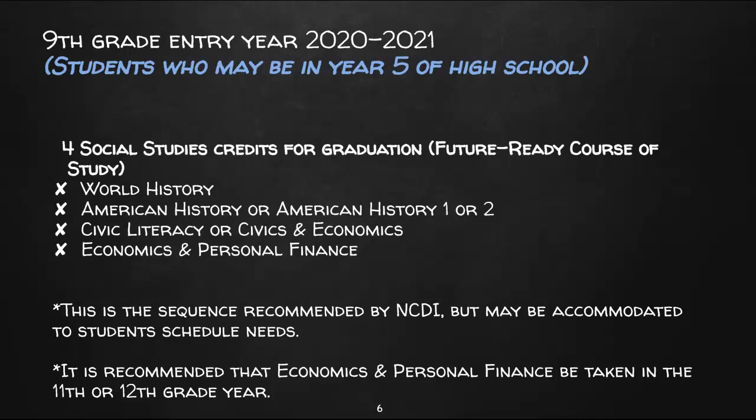Again, this is the sequence recommended by DPI, but may be accommodated to student schedule needs. Again, it is recommended that economics and personal finance be taken in the 11th or 12th grade year.